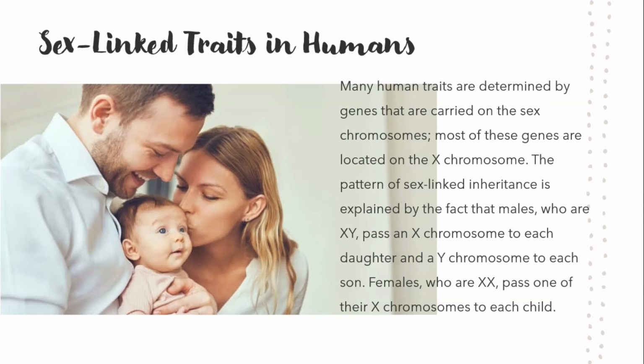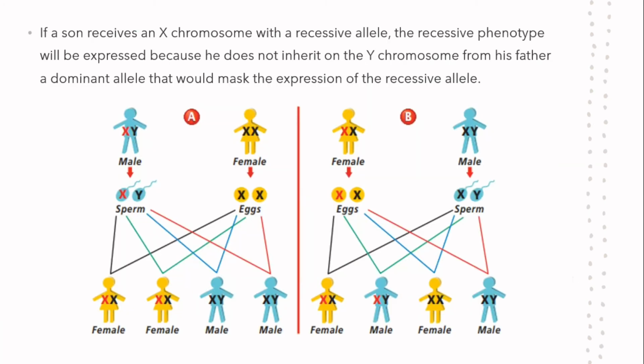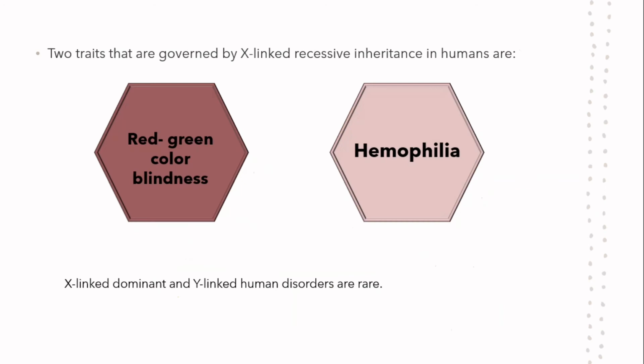If a son receives an X chromosome with a recessive allele, the recessive phenotype will be expressed because he does not inherit from his father a dominant allele on the Y chromosome that would mask the expression of the recessive allele. Two traits that are governed by X-linked recessive inheritance in humans are red-green color blindness and hemophilia. X-linked dominant and Y-linked human disorders are rare.